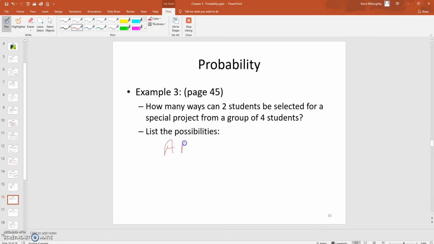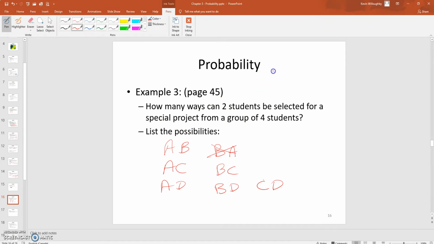Our possibilities would be student A is chosen with student B, student A with C, and student A with D. Student B with A is the same. It doesn't matter if you're chosen first or chosen second. And basically what we're left with here is student C with D. Student D has been chosen 3 times with A, B, and C, so they are all within this mix. So let's look at how the formula would work.